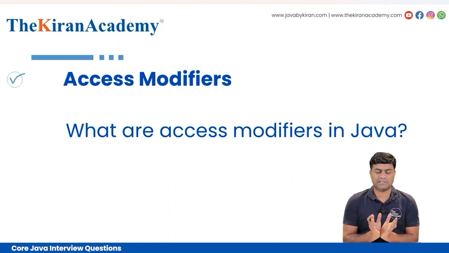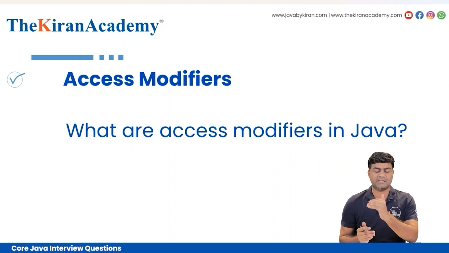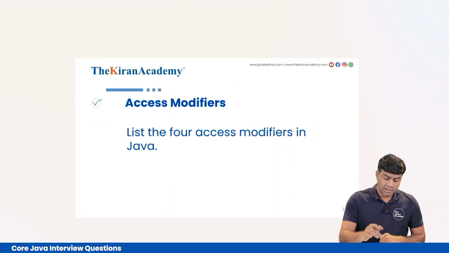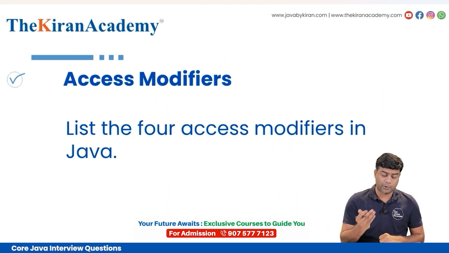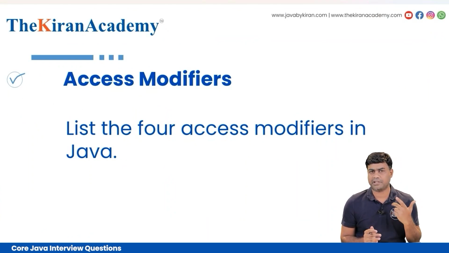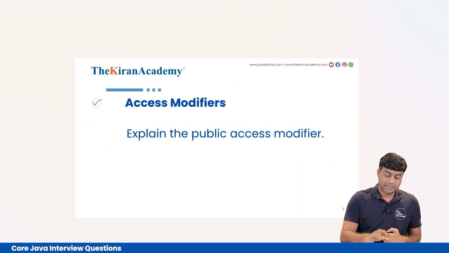So this is a descriptive answer for this question. What are the access modifiers in Java? This was the first question. Let's move to the second question. Second question is, list the 4 access modifiers in Java. I already covered that in the previous question. There are 4: private, protected, default and public.